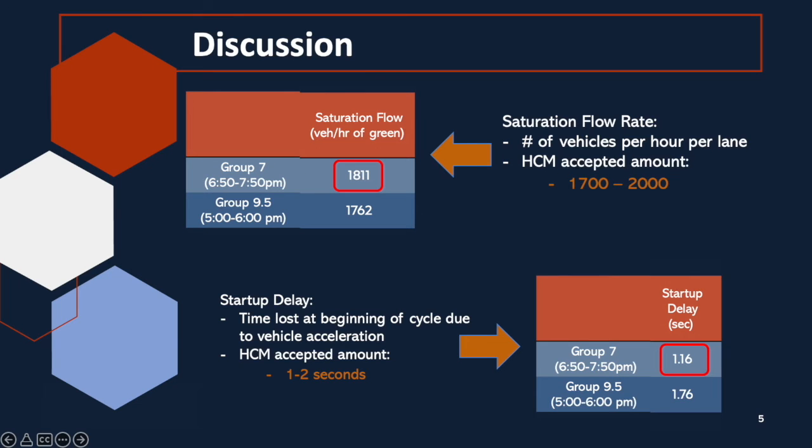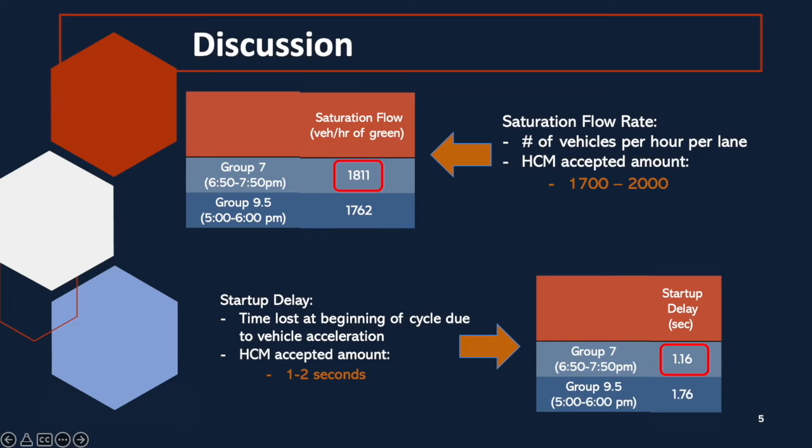First, we have the saturation flow rate, which is the number of vehicles per hour per lane. The Highway Capacity Manual has an accepted amount of 1,700 to 2,000 vehicles per hour per lane. Our total saturation flow is 1,811, which falls within the recommended amount. And Group 9.5 had 1,762, which also falls within the recommended amount.